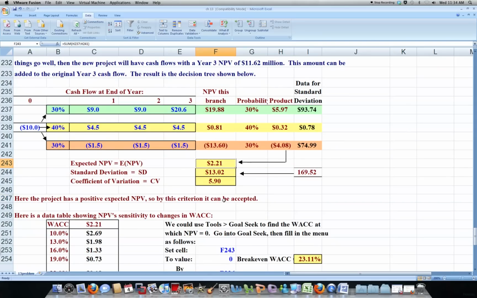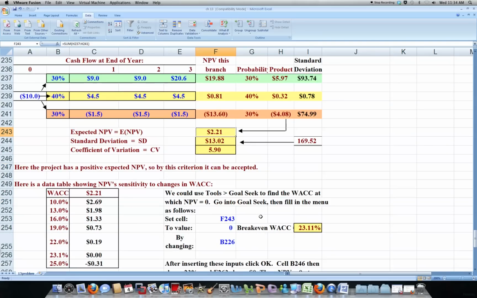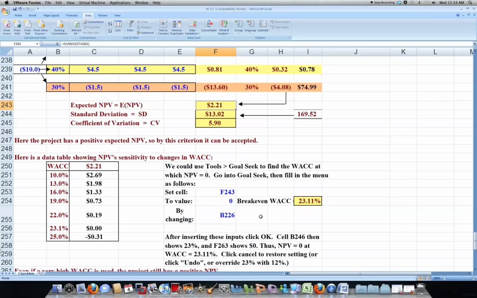You still don't have to do the standard deviation or coefficient of variation. Now, it has to find the break even. Also, you can do a sensitivity analysis just like we did before. So all you do is a column, and here we're using this NPV, and you can see how sensitive it is. And you can find the break even here is 23.1.